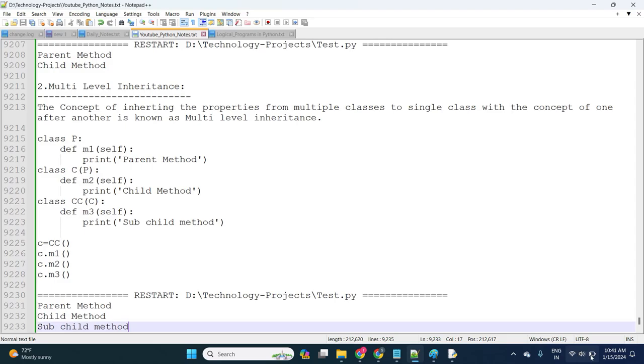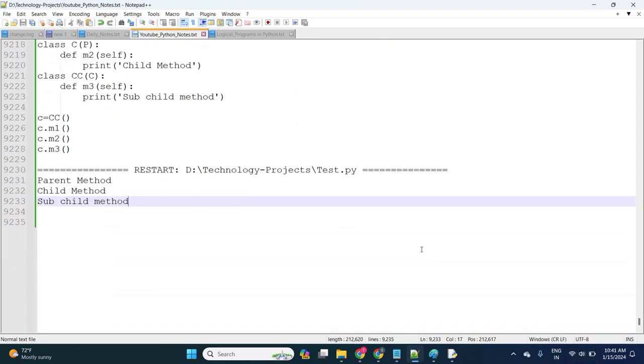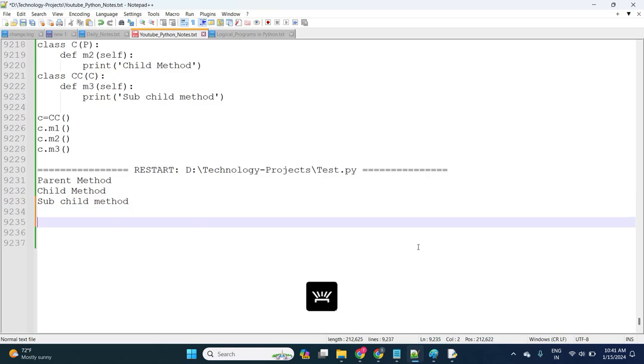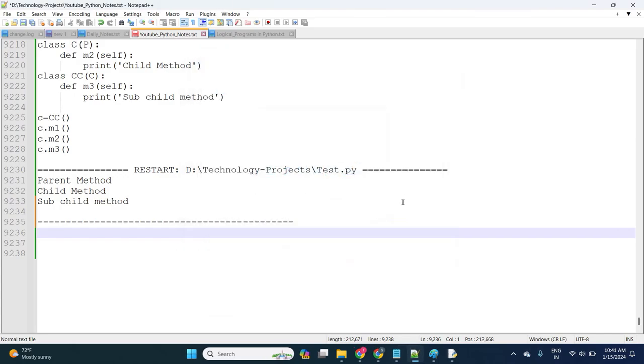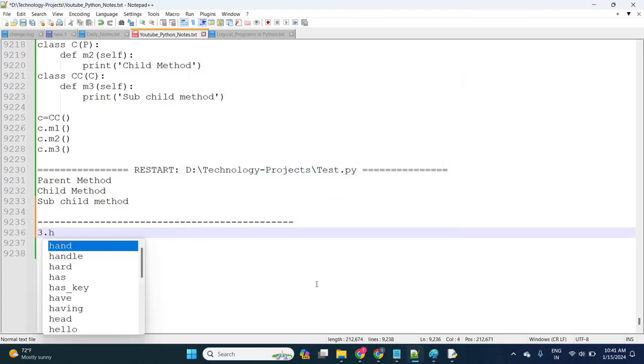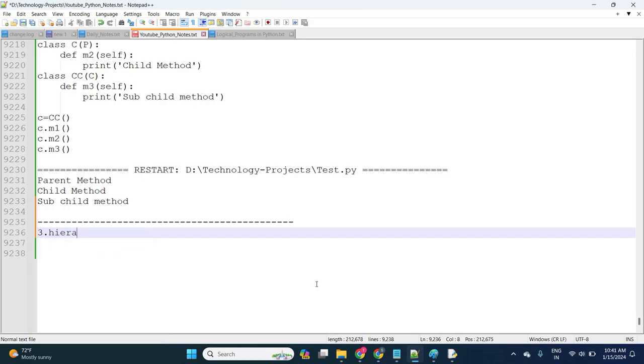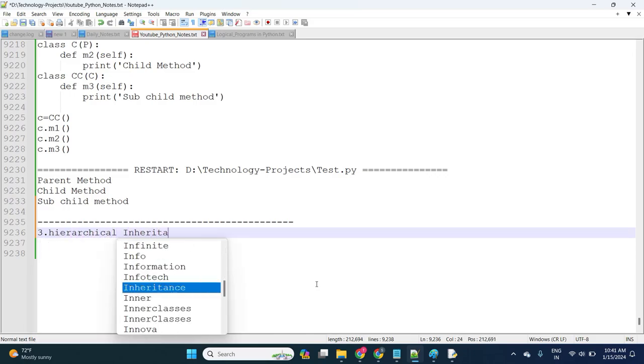So next, the next concept is hierarchical inheritance.